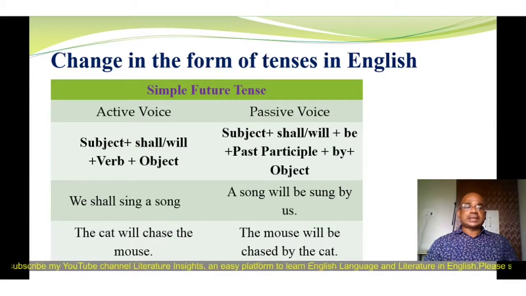So we can see here an example. We shall sing a song. A song will be sung by us. The cat will chase the mouse. The mouse will be chased by the cat. These are the examples of active voice and passive voice in simple future tense.